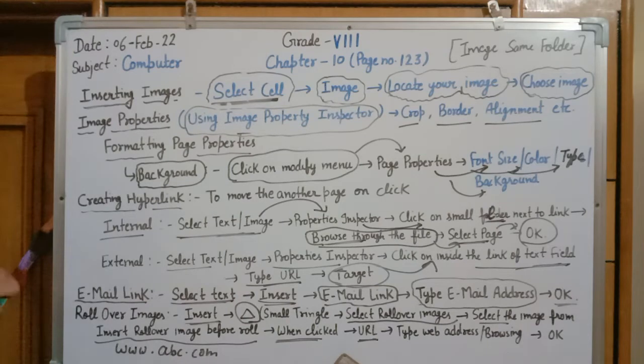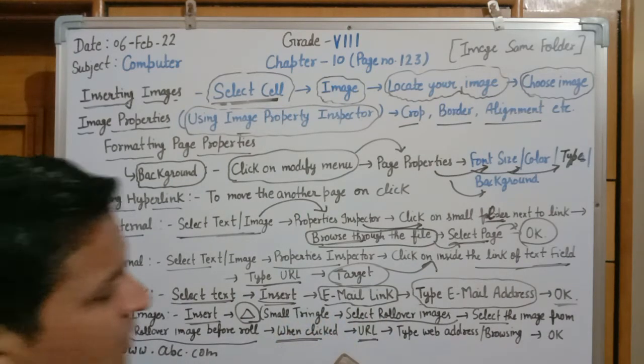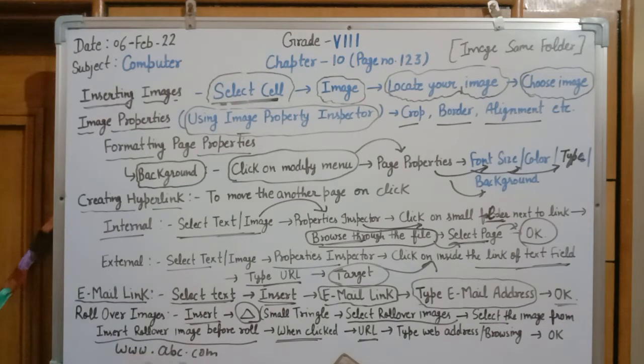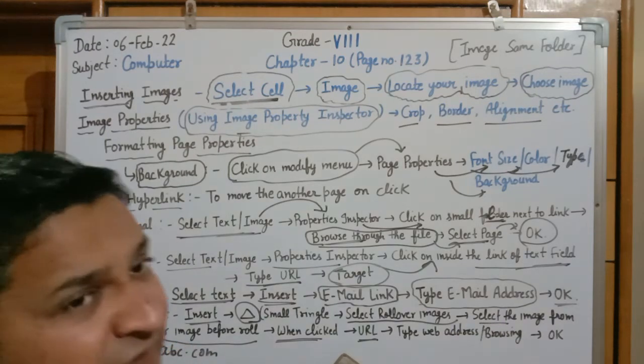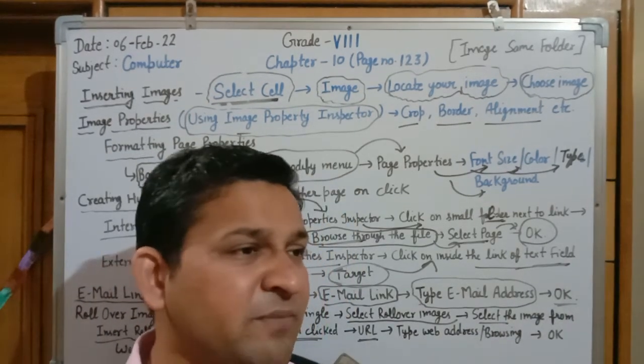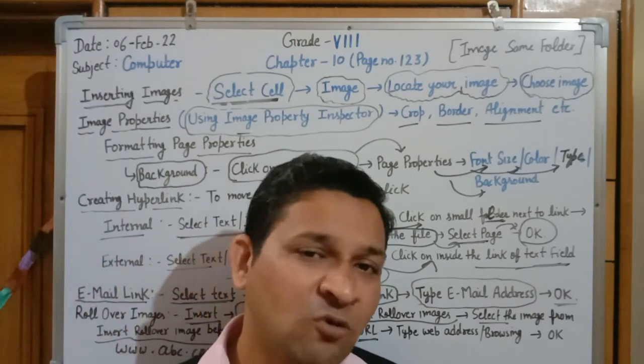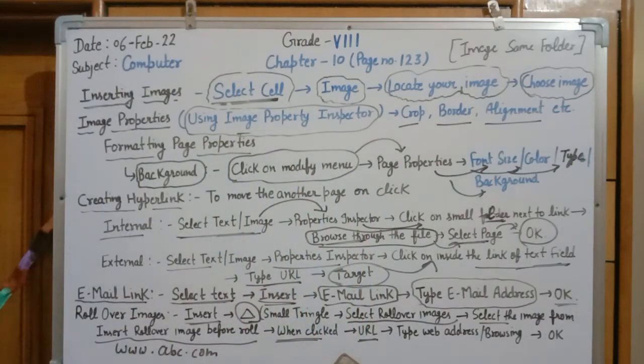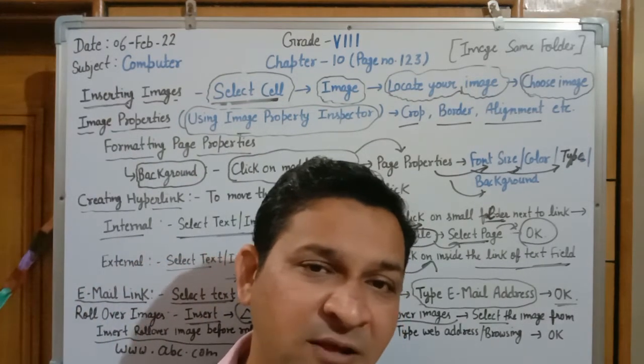It means here we are inserting the rollover images also, we are inserting the image before rollover also, and we are inserting the web address also. When we click on this image, that web page will be open. So this is the link to insert the images for rollover, before rollover, and including the specific website address on click event.